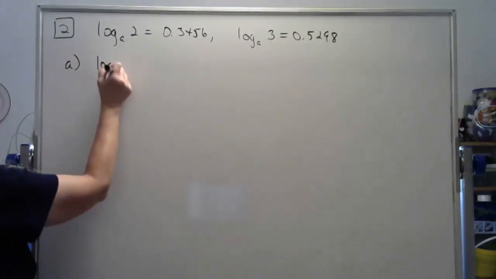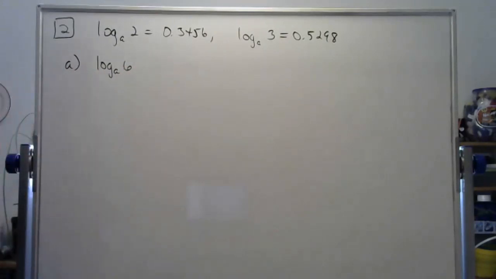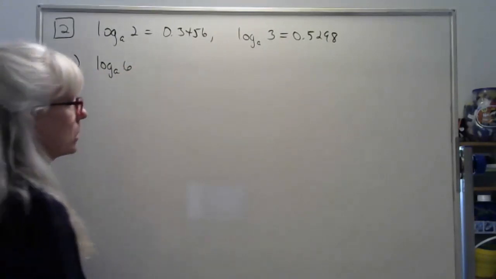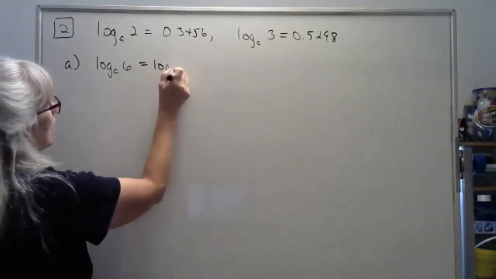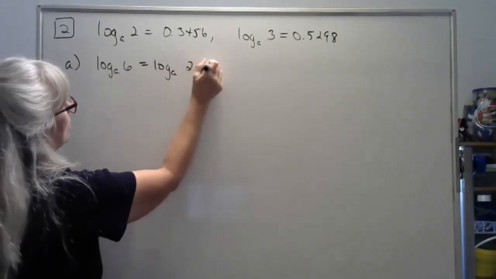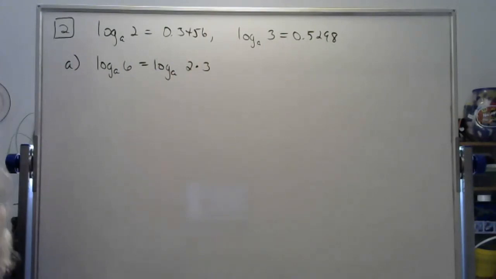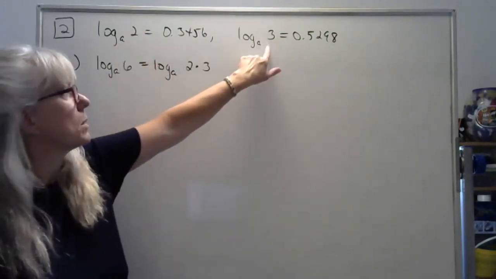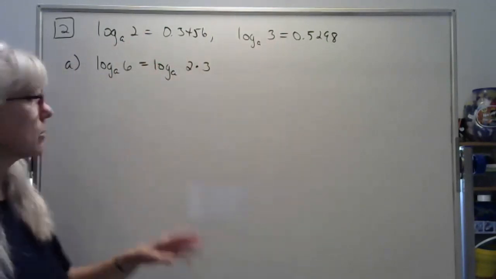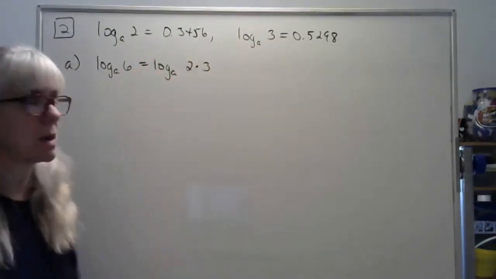So part A is asking me to find log base A of 6. Well, I don't know what A is, so I can't do anything on my calculator in terms of it. What I do know is that 6 is really 2 times 3, so it's a product. I can rewrite the 6 as a product of 2 and 3. And why did I use 2 and 3 versus 6 and 1? Because they gave me information about the log base A of 2 and information about the log base A of 3. So I'm going to try and rewrite my argument in terms of the numbers they gave me.